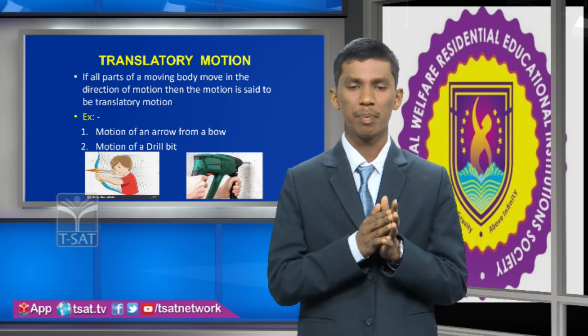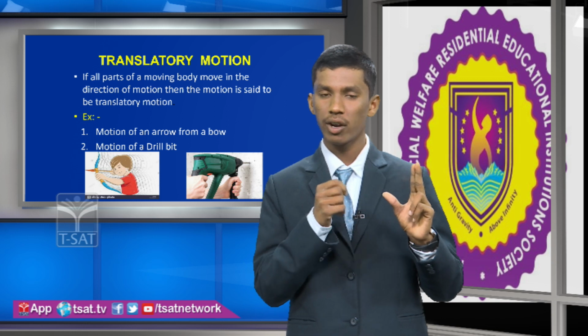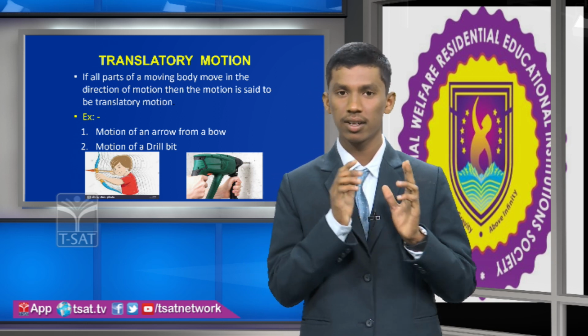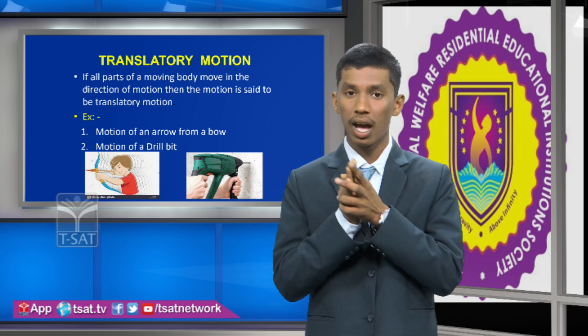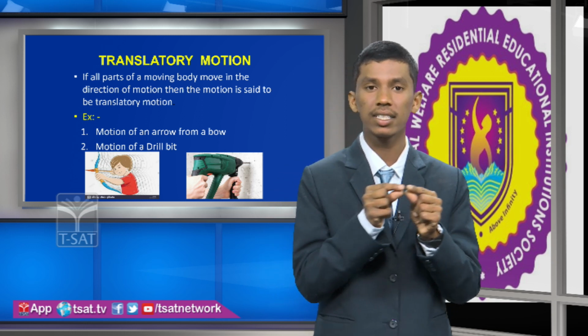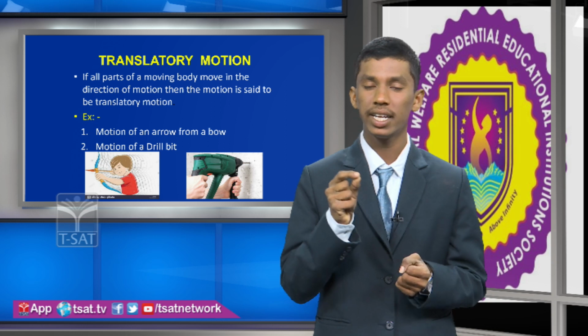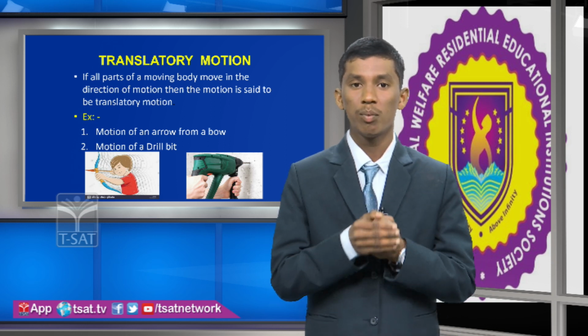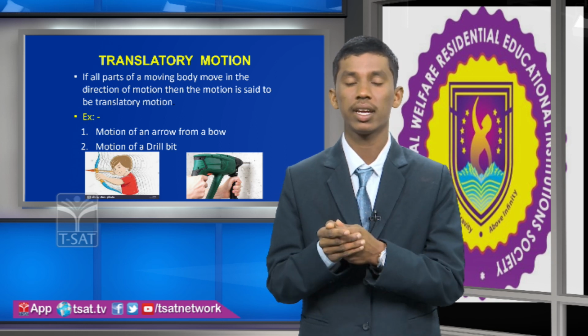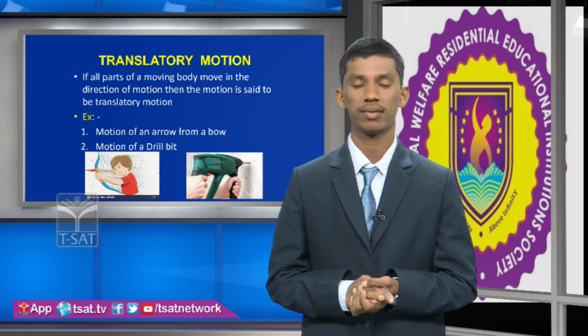Friends, when a person releases an arrow from his bow, did you observe this? The arrow moves in the direction of motion, so it is said to be in translatory motion. The motion of a drill bit is also an example of translatory motion.